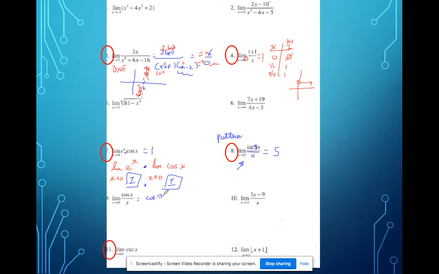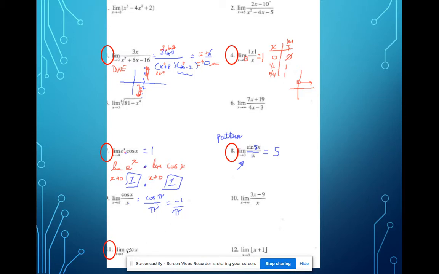Cosine is continuous. The function x is continuous, just a line, right? You can plug in. Then the ratio will be continuous as long as the denominator is not 0. Cosine of pi is -1, and pi is just pi. So that's -1 over 3.14-ish.